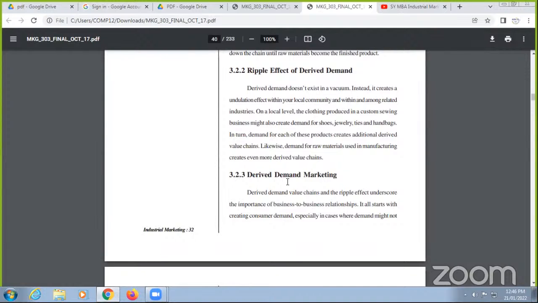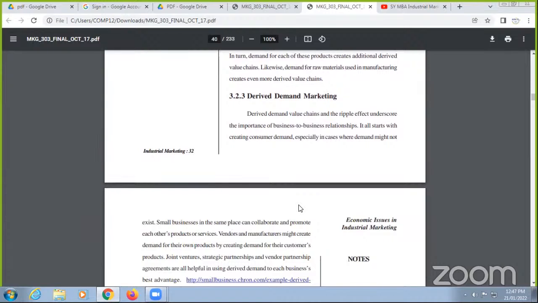Ripple effect of derived demand. Derived demand does not exist in a vacuum. Instead, it creates a ripple effect within your local community and within and among related industries. On a local level, the clothing producer and a custom spinning business might also create demand for shoes, jewelry, ties, and handbags.